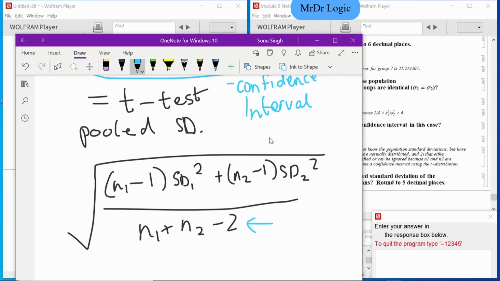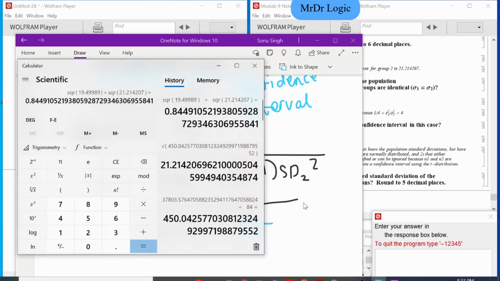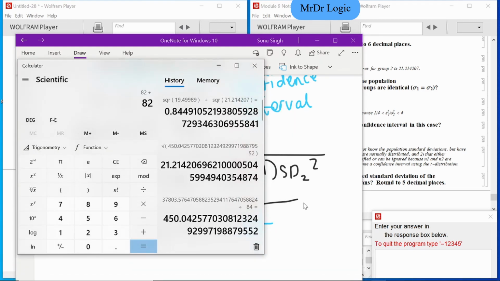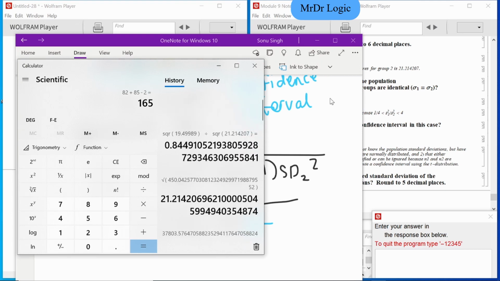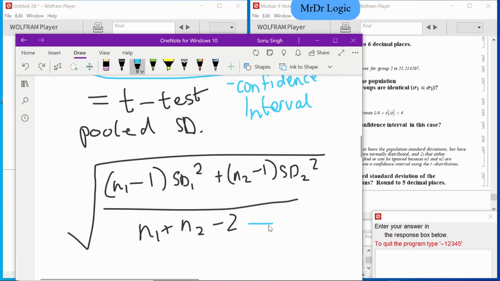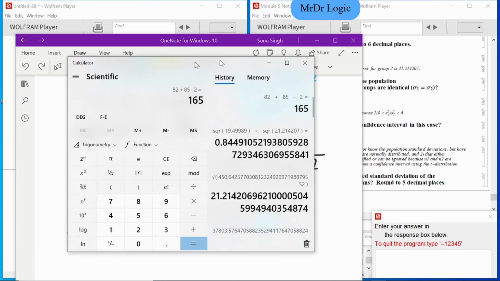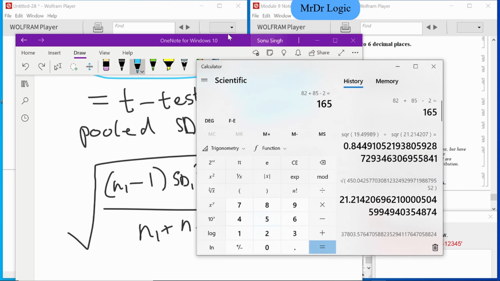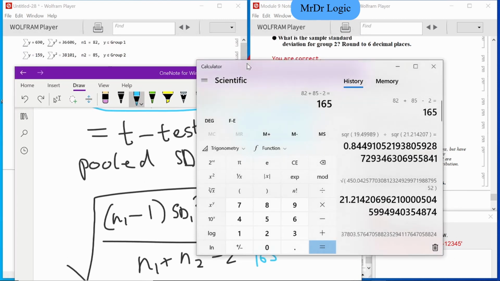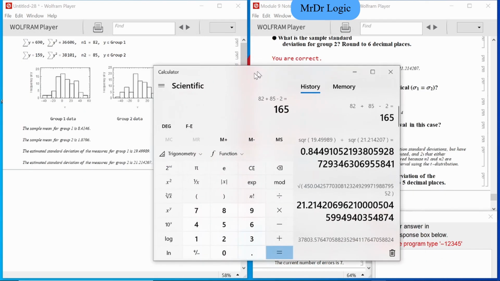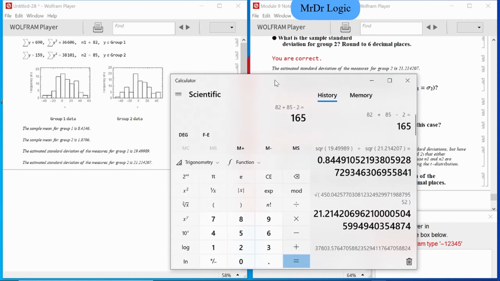So if I do this correctly from the top of my head, 82 plus 85 minus 2 is 165. Here, I'll prove it. 82 plus 85 minus 2. There we go, 165. And then I'm just going to do this entire thing and then divide it by 165. So don't be surprised when I just pull a 165 out of nowhere. I know the formula. I know what to use.